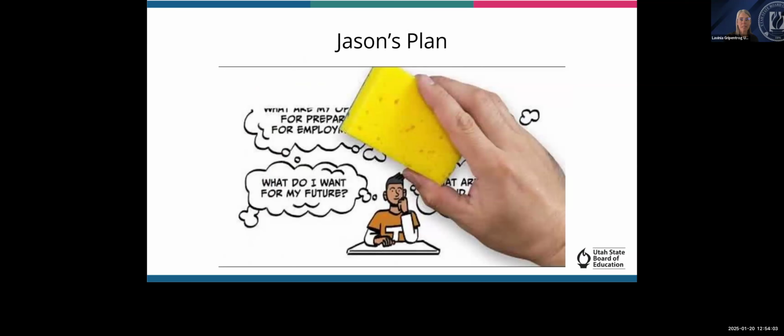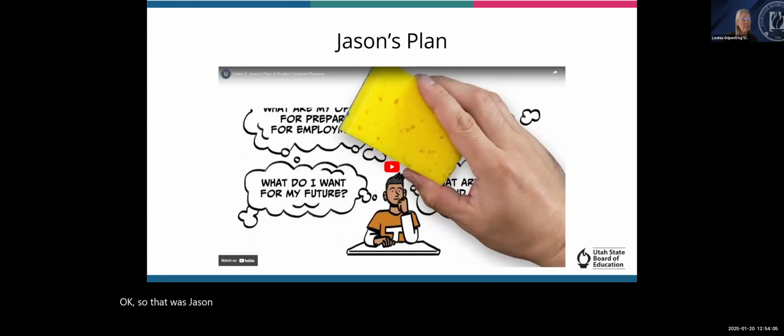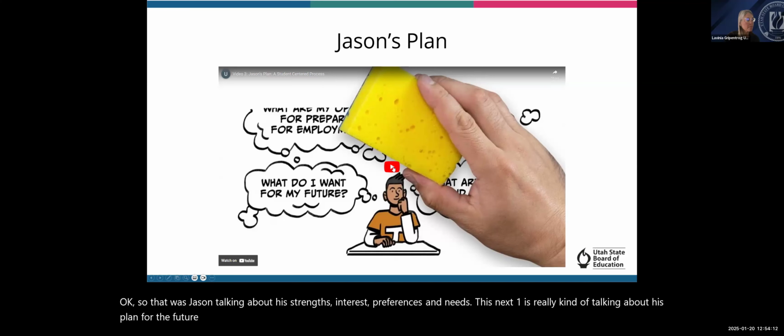Okay, so that was Jason talking about his strengths, interests, preferences, and needs. This next one is really kind of talking about his plan for the future. So let's watch this one.